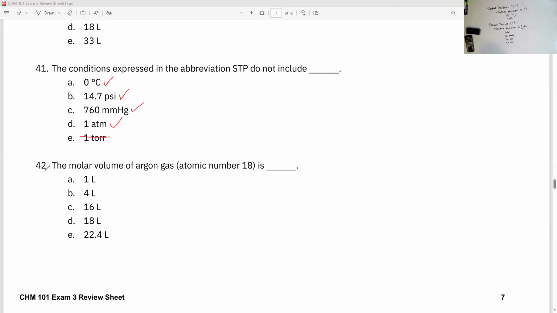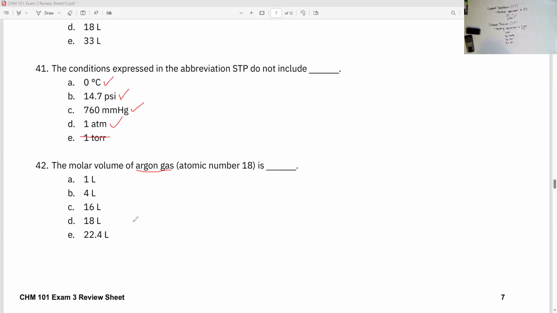Okay. For number 42, the molar volume of argon gas, atomic number 18, is. The only thing that could be a little bit misleading about this question is the specific naming of a particular gas. So like they named argon gas in particular here. It does not matter what the gas is. The molar volume of every gas is the same.